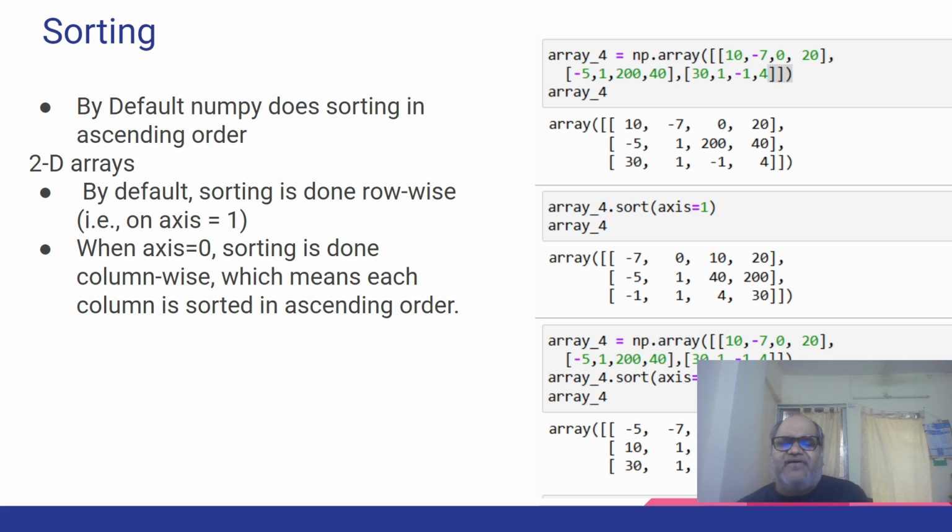Array 4: 10 minus 7 0, 20 minus 5 1, 200 40 31, minus 1 4. If you sort it by default, which will be on axis 1, then you are going to get all the rows sorted: minus 7 0 10, minus 5 1 20, 31 40 200, minus 1 4. But if you want to sort it column wise, you have to give axis equal to 0, and then you'll get the columns sorted. Do keep in mind, sorting in a 2-dimensional array, you have to use axis equal to 0 for column wise sorting, and axis equal to 1, which is the default, for row wise sorting.